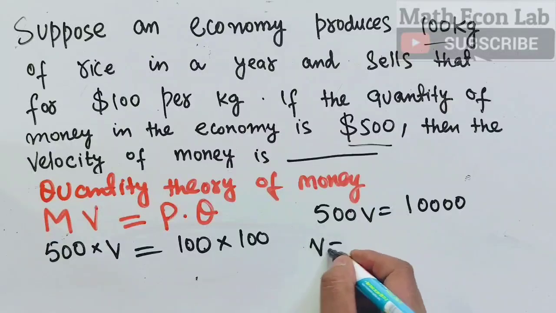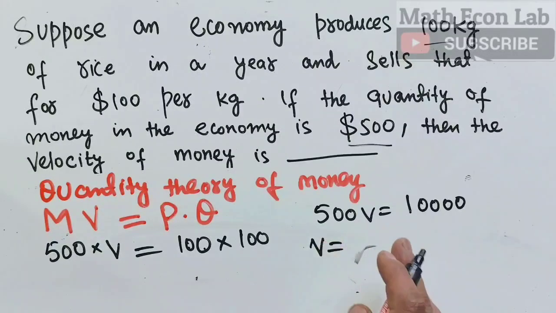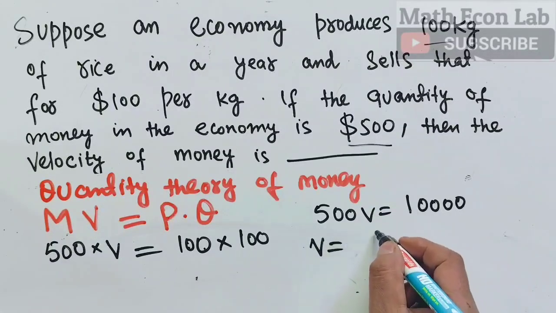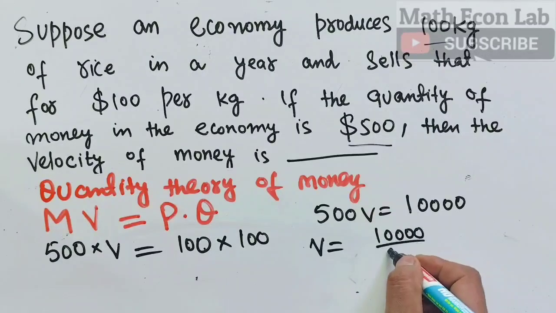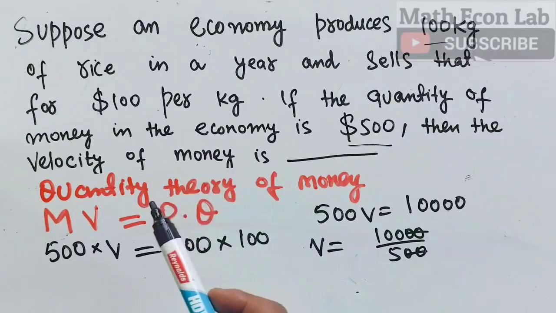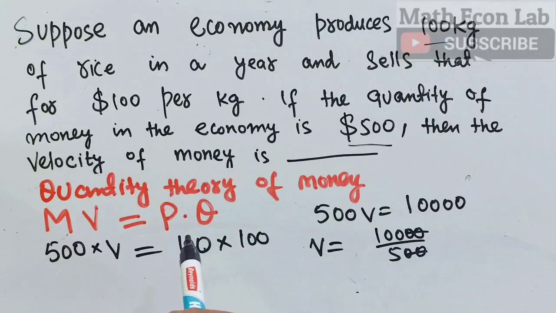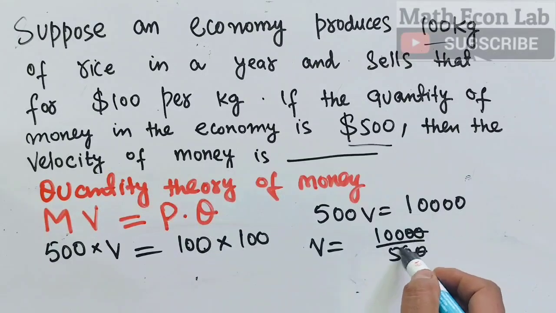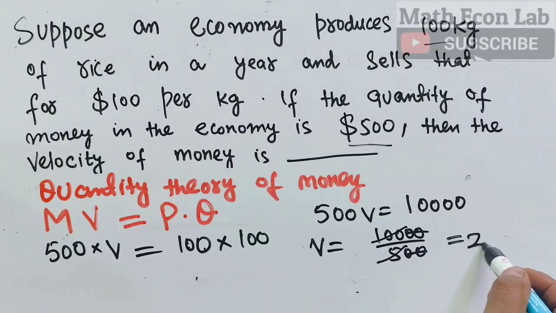Which implies 500 V is equal to 10,000, or V will be equal to, dividing both sides by 500, 20. So the velocity of money is equal to 20 in this case. Okay, I hope it's clear to you.